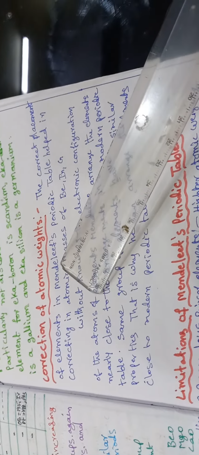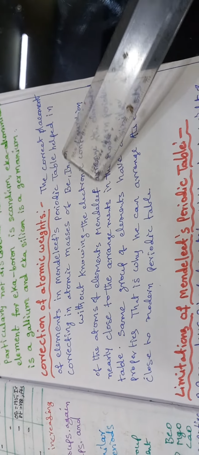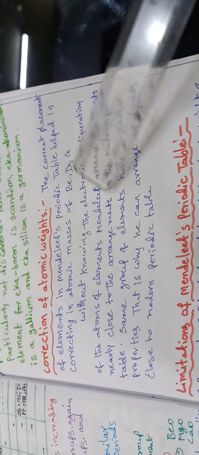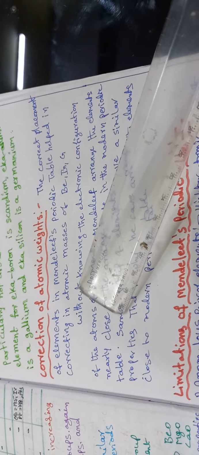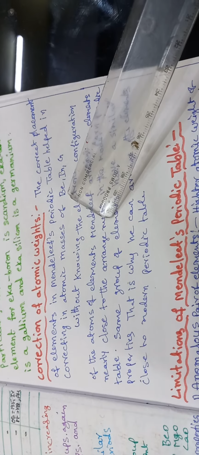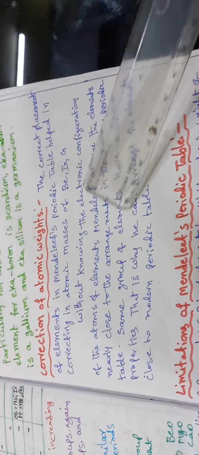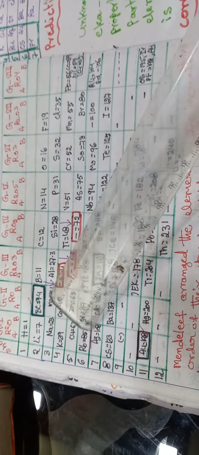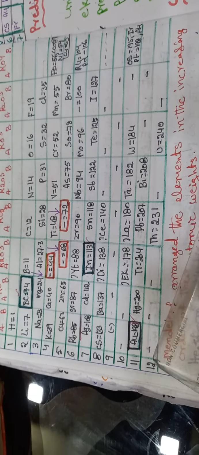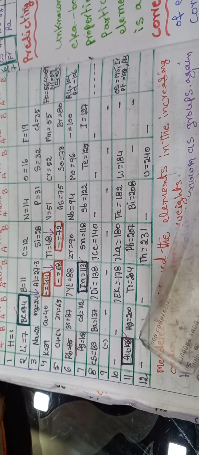Next one, correction of atomic weights. The correct placement of elements in Mendeleev's periodic table helped in correcting the atomic masses of beryllium, indium, gallium. So here we can see beryllium, indium and gold. So he corrected the atomic mass of elements.